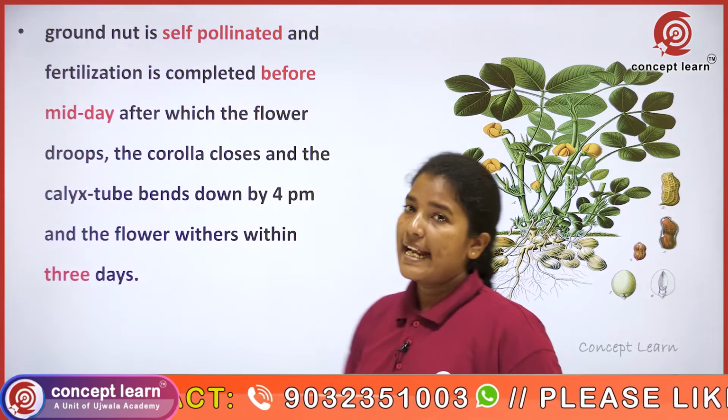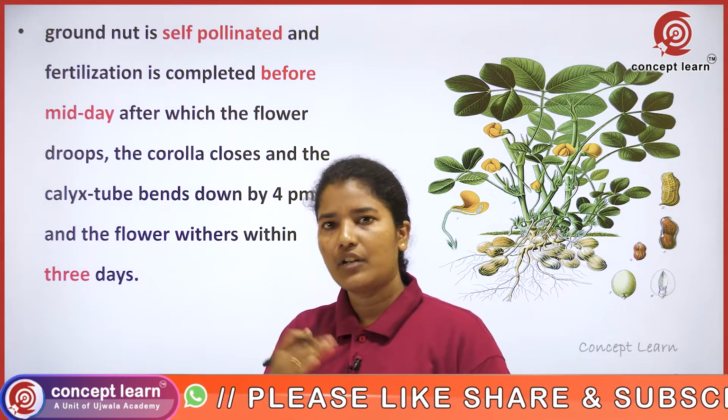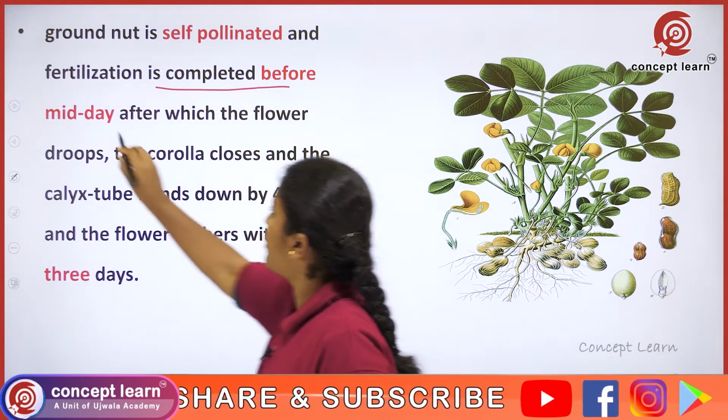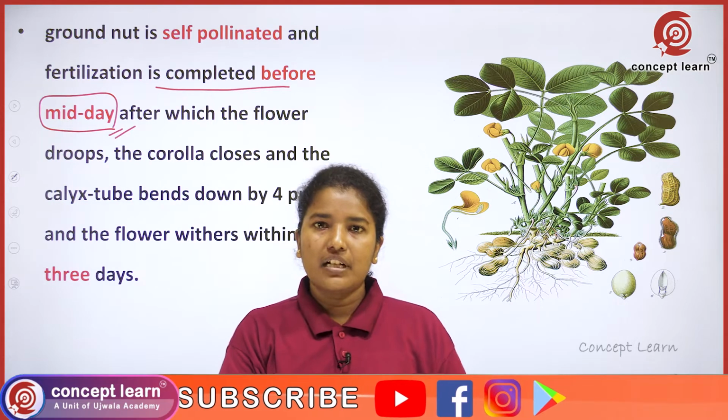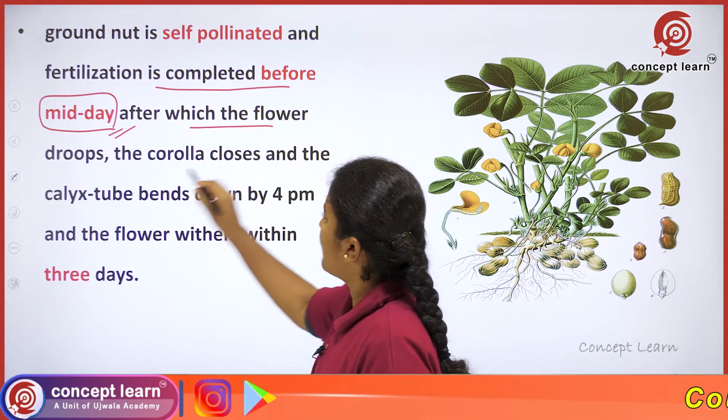And also it is a self-pollinated crop. The fertilization process will be completed in the flower itself, and the fertilization is completed before midday. Before midday itself the fertilization process completes, and after that the flower droops.